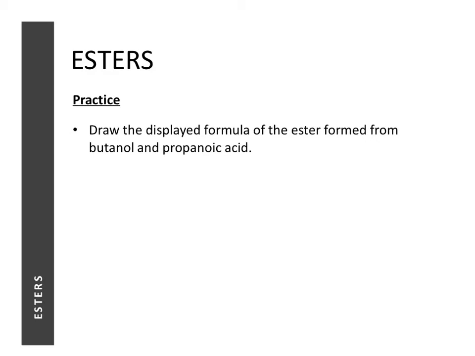Now let's practice drawing out the structure of esters given your alcohol and your acid. So draw the displayed formula of the ester formed from butanol and propanoic acid. First, we need to draw out the structures of both the alcohol and the acid. Secondly, as I've mentioned, it's easier to get the structure of the ester when you make the functional group of your alcohol and acid face each other. And lastly, the thing to take note of over here is displayed formula, meaning every bond must be shown.